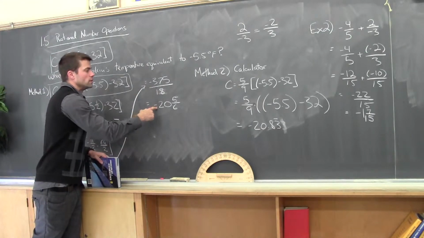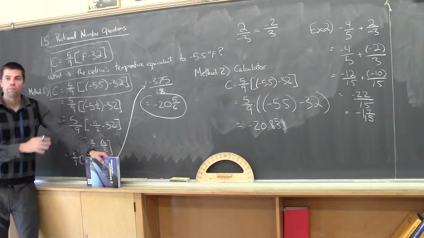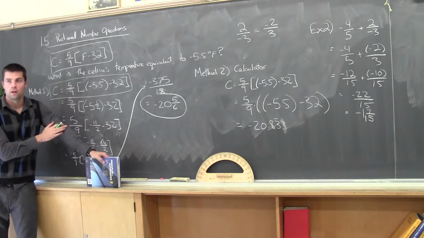And now we reduce that to a mixed number. We're left with negative 20 5/6. It's important that you guys understand how to do this. However, there is a shortcut. A very quick shortcut. Matthew?